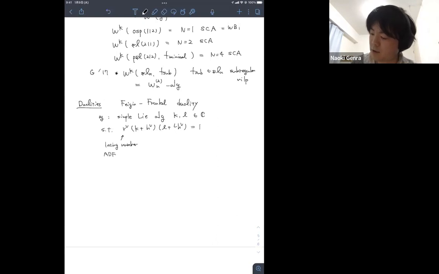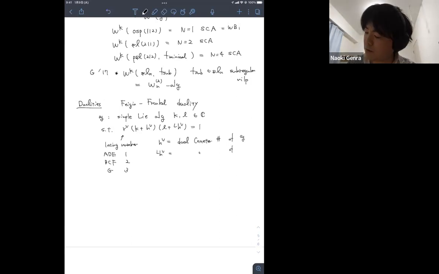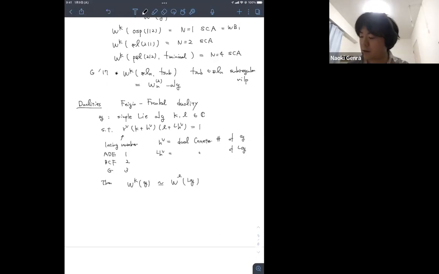For ADE type, it is just one. For BCF type it is two, and for G it is three. h^∨ is the dual Coxeter number, and ^Lh^∨ is the dual Coxeter number of ^Lg, where ^Lg is the Langlands dual of g. Then W^k(g) is isomorphic to W^l(^Lg). This is the Feigin-Frenkel duality.